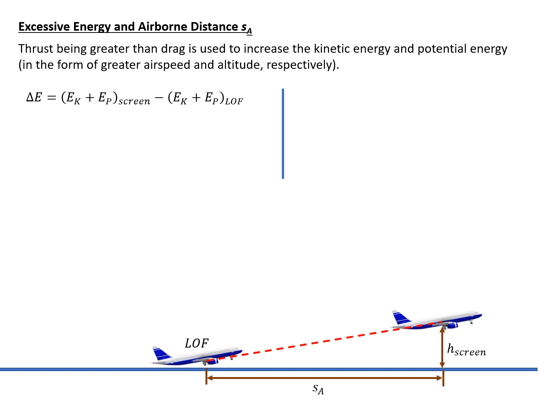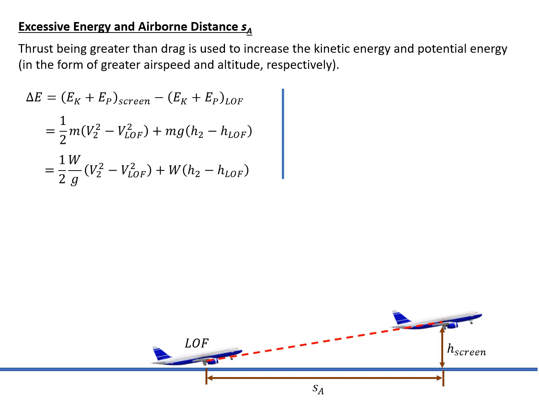We have the kinetic energy and the potential energy at the screen height minus the kinetic energy and the potential energy at the liftoff point. That's the energy difference, delta E. Now let's write the EK and EP respectively at the screen height and the liftoff point. Then we combine the kinetic energy together and the potential energy together. Kinetic energy is half m times v squared, and potential energy is mg times h.